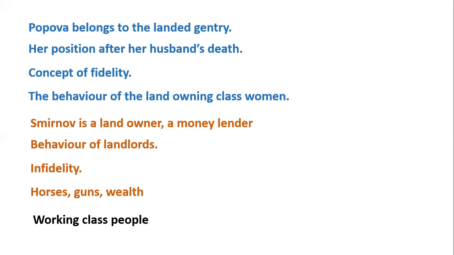So what is fidelity? Fidelity is faithfulness to husband or wife. Now she wanted to preserve that tradition after her husband's death. She should prove her fidelity. That is what she always tried to do. Popova wants to protect that tradition. Why? Because her wish was to have an isolated life in her self-made citadel of chastity.